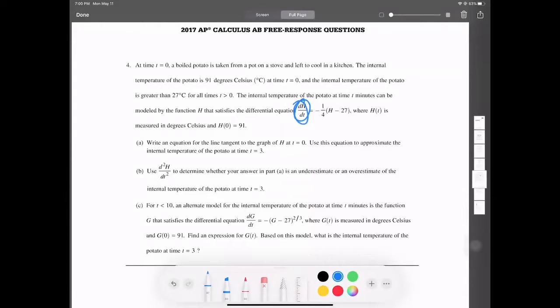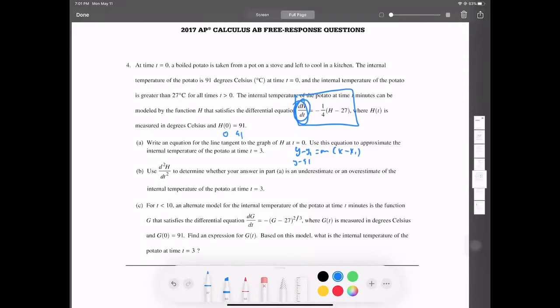Now, in part A, they asked us to write an equation for the tangent line. So y minus y1 equals m times x minus x1. That's the idea. For the graph of h, this was the slope, and they gave us the point 0 and 91. Okay, y minus 91. Now use this equation to approximate the internal temperature at t equals 3.